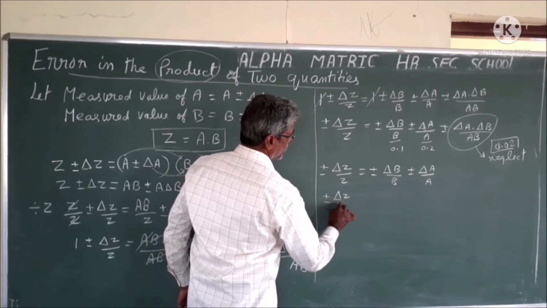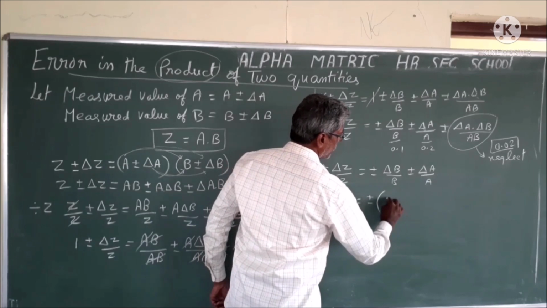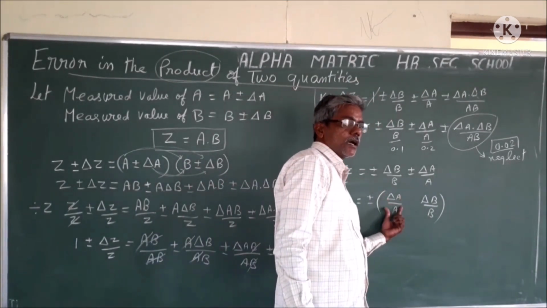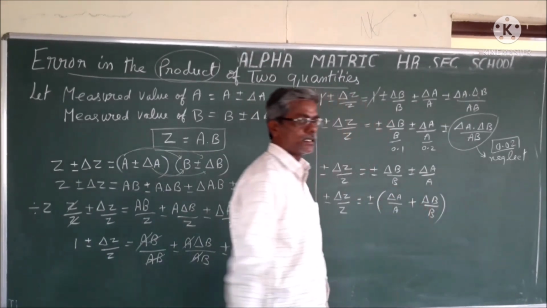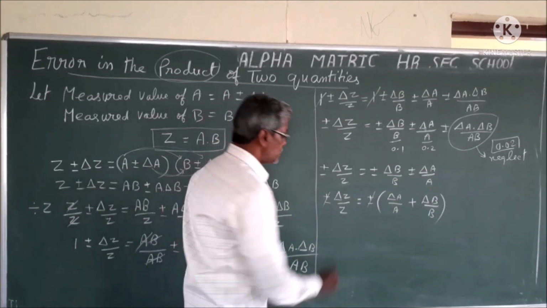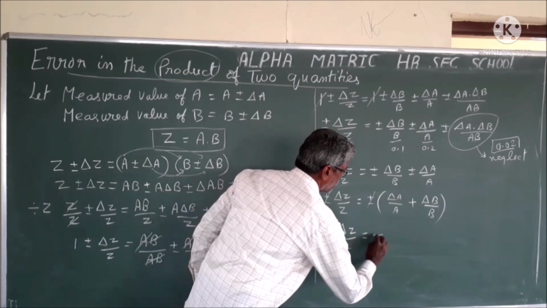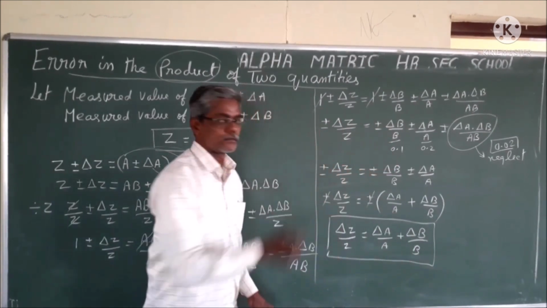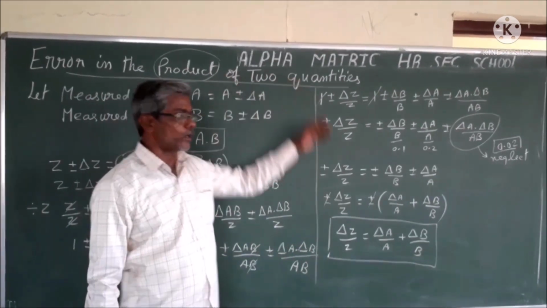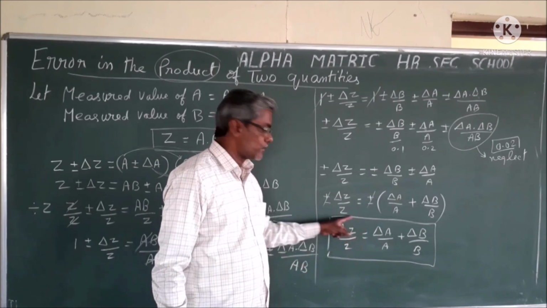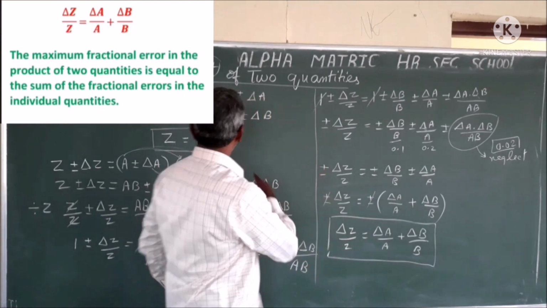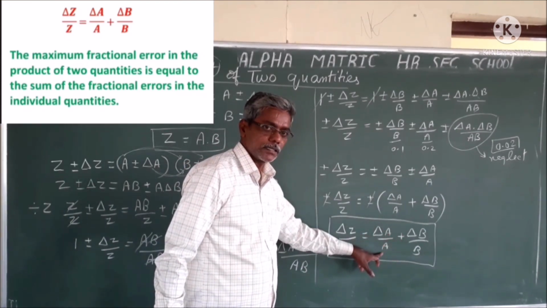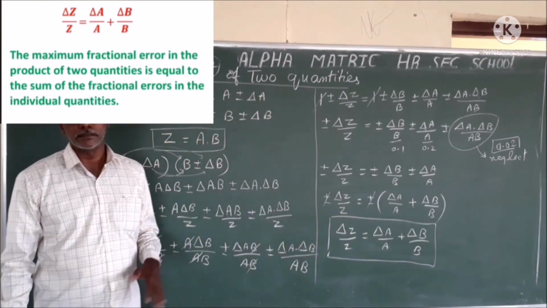So plus or minus delta Z by Z is equal to plus or minus, you take it common, delta A by A, delta B by B. I already told that the absolute error we should always add, so I will put a plus symbol. Now plus or minus we cancel. So therefore delta Z by Z is equal to delta A by A plus delta B by B. So now I can define error in the product of two quantities. The maximum fractional error in the product of two quantities is equal to the sum of the fractional errors in the individual quantities. Clear?